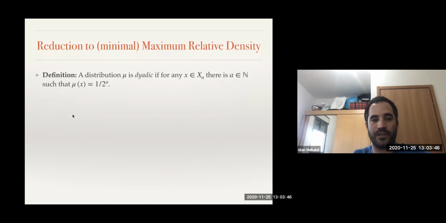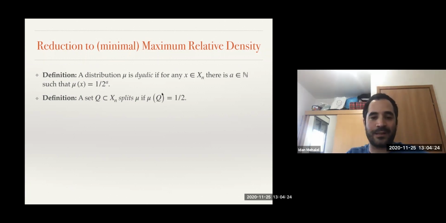In order to define it, we need to define two more simple concepts. The first one is a type of distributions, which are called dyadic distributions. A distribution mu is dyadic if for any element x in X_n, the probability of x is 1 over some power of 2. And we say that a subset of X_n, Q, splits mu if mu of Q is exactly half. So if the total probability of all the elements in Q is exactly half, we say that Q splits mu.